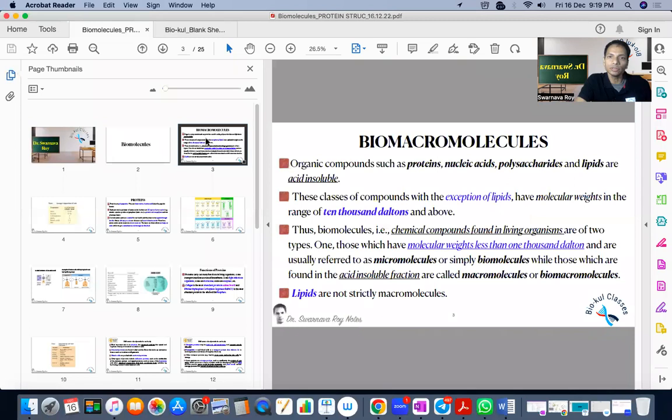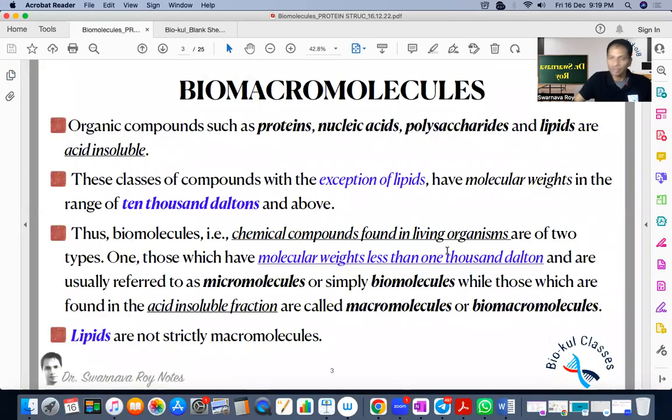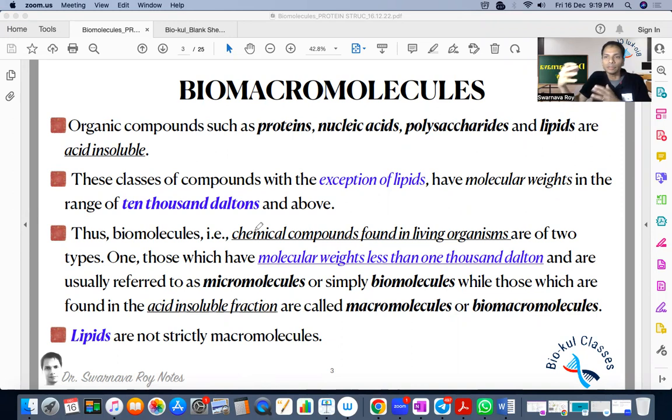So first, before going into protein structure, let's try to understand the concept of biomacromolecules. What are biomacromolecules? What are biomolecules? Biomolecules are all kinds of compounds which have carbon. So a biomacromolecule is a very big biomolecule. Biomolecules are compounds made up of carbon.